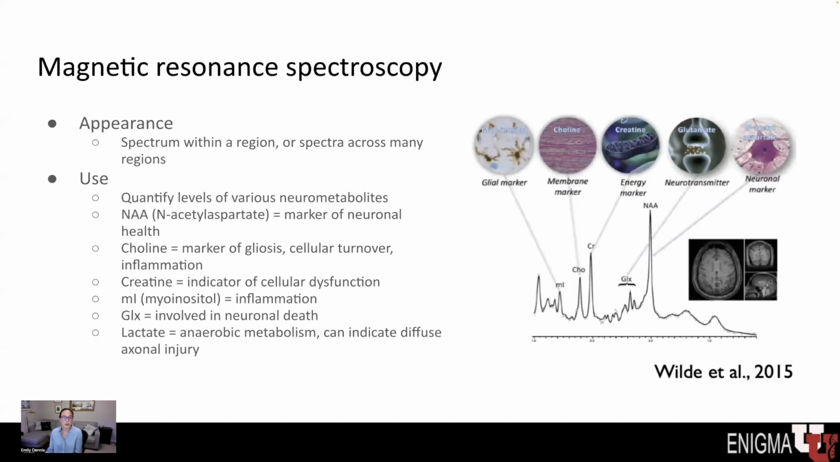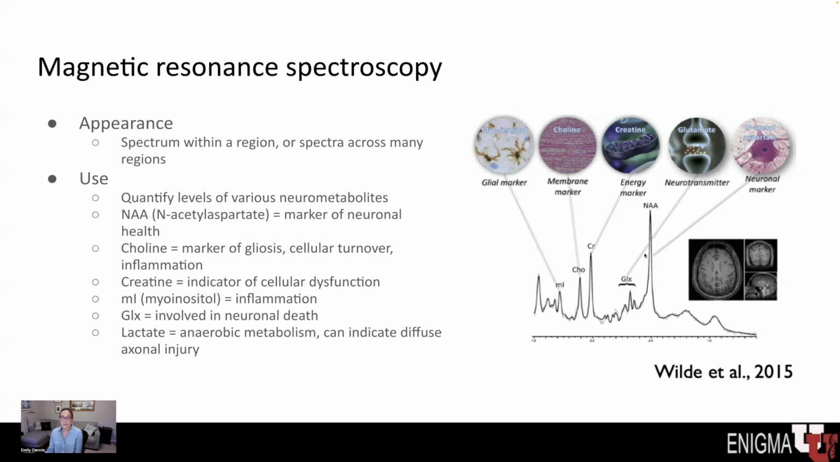Next modality is magnetic resonance spectroscopy. This one is a little bit different in that what we get from this is a spectrum, generally, rather than an image. You can get a whole brain image from this, but you get this spectrum. You can get multiple spectra from multiple different regions. And in this case, the voxels are usually quite large, like 4 millimeters cubed. And you get a spectrum that can tell you the levels of various metabolites in the brain.